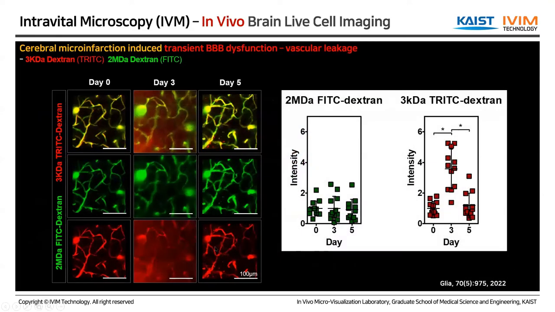And then it's correlated with the transient BBB dysfunction with edema, and then pericyte and astrocyte loss and the pericyte vessel coverage reductions. And then it's recovery at day five. So all these cellular level changes and physiological changes can be imaged and then analyzed by using intravital microscopy technique with the imaging window technique as well.